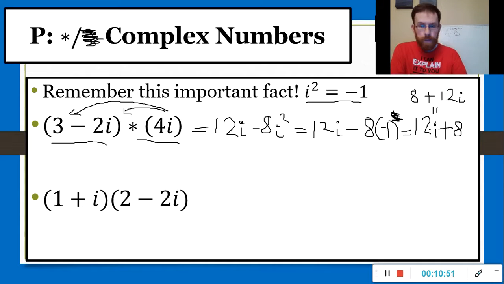Now, this one's a little bit different. I have 1 plus i times 2 minus 2i.